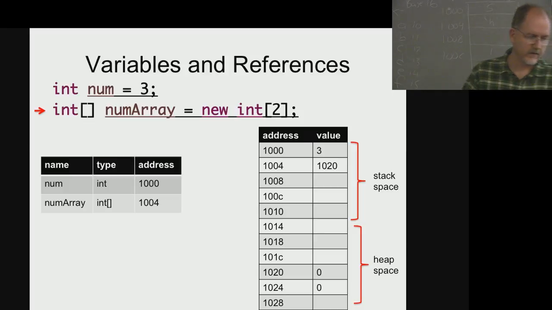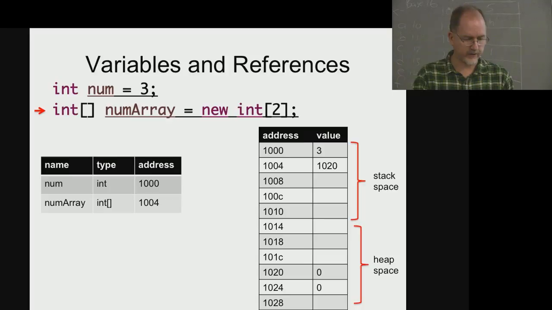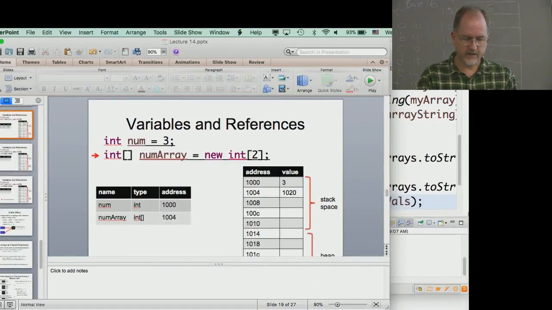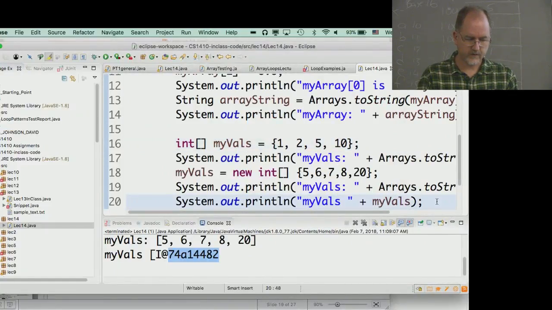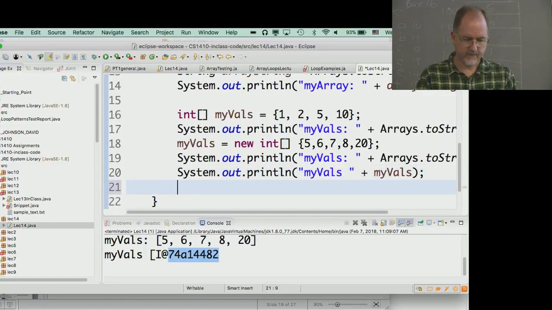Let's try something that demonstrates why this is important. So in my code, I have myvals, which equals 5, 6, 7, 8, 20. And I'm going to make a new int array reference. Again, these variables I create here are really the references to the objects, right? They're not the objects themselves. So I'm going to call it copyvals. And I'm going to assign it myvals. All right? So I'm taking myvals and assigning it to copyvals.